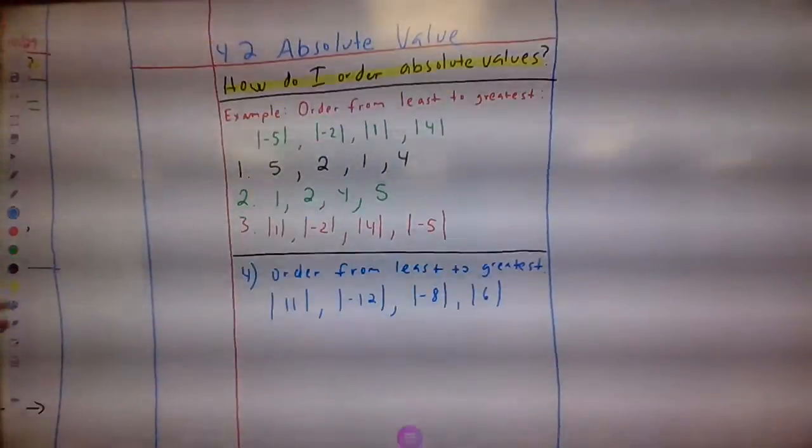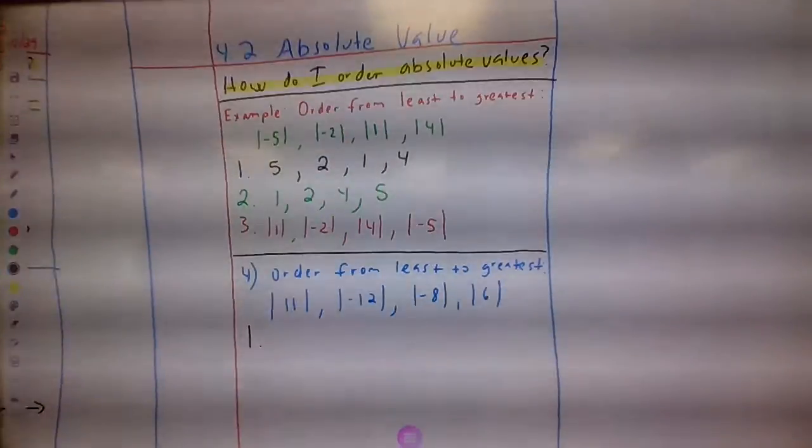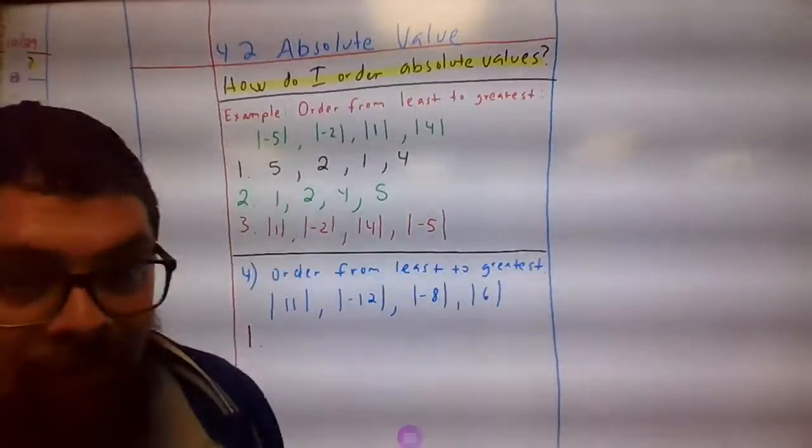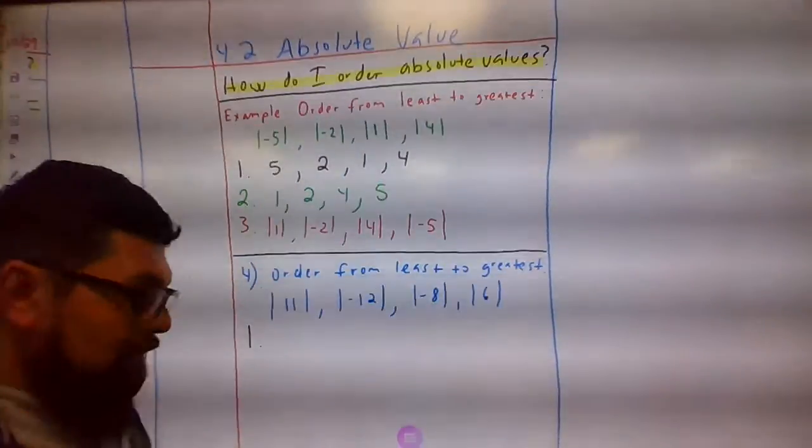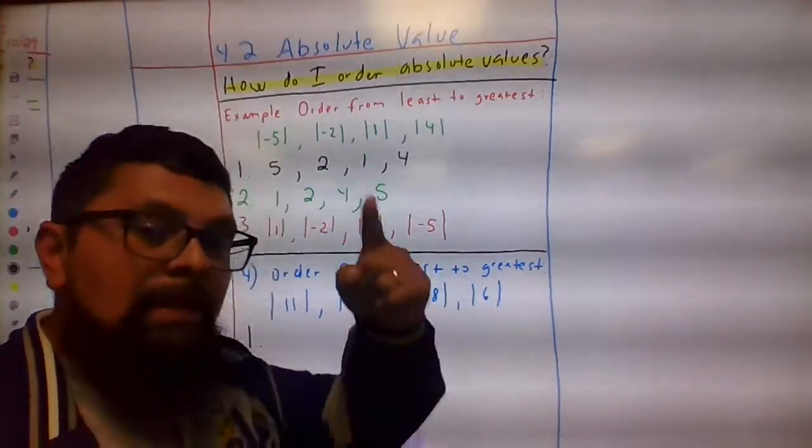Okay, so step 1. Let's change these back to just regular numbers. So the absolute value of 11 is, yes, good, it's 11. Thank you, James.